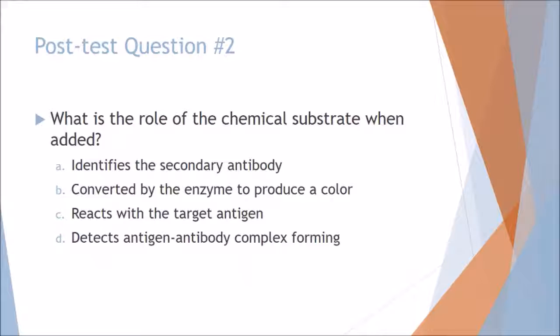So post-test question number 2, what is the role of the chemical substrate when added? I already gave you that answer, but the correct answer is B. The chemical substrate will be converted by the enzyme to produce a color. In our example, the color was blue.